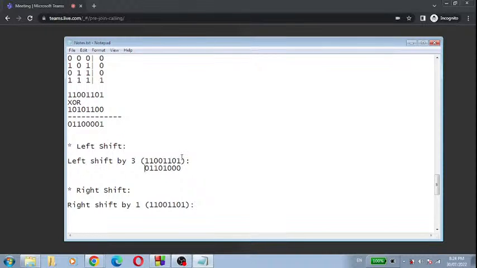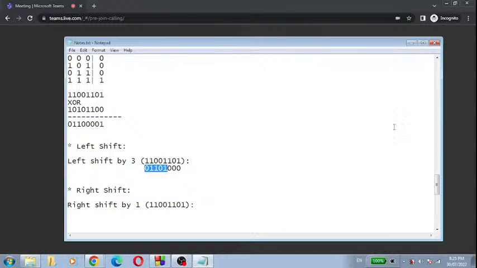I have shifted this number by 3 places, so I have thrown these 3 bits away and I have all of these. Then I added 3 zeros to the right, these three zeros. You see this resemblance here? This is similar to this. They are two similar ones. So it's pretty easy.